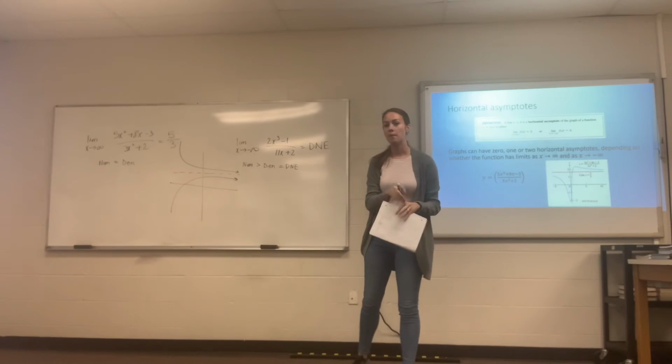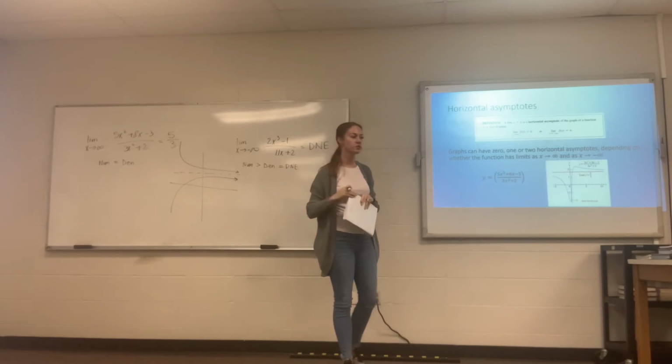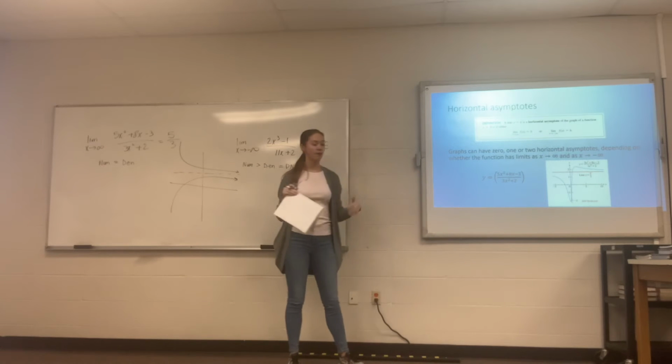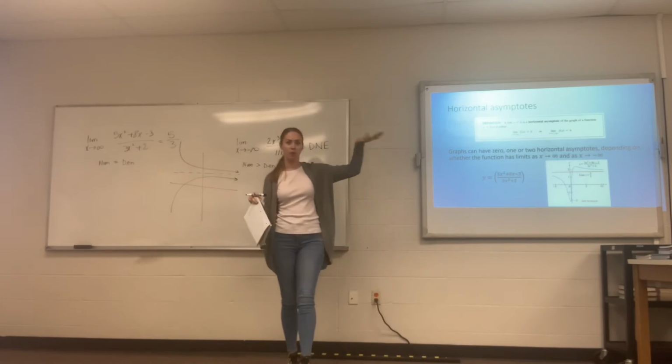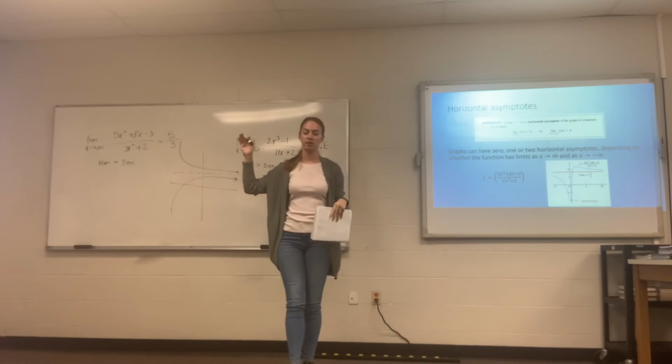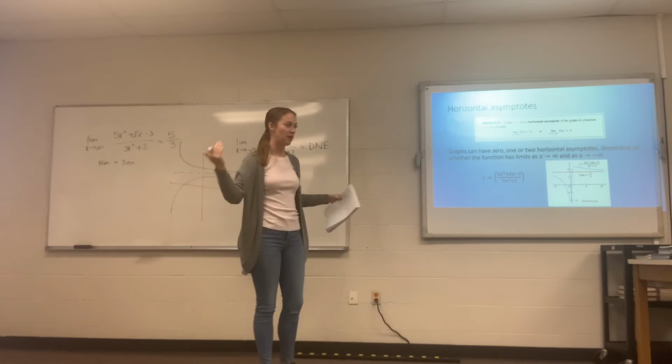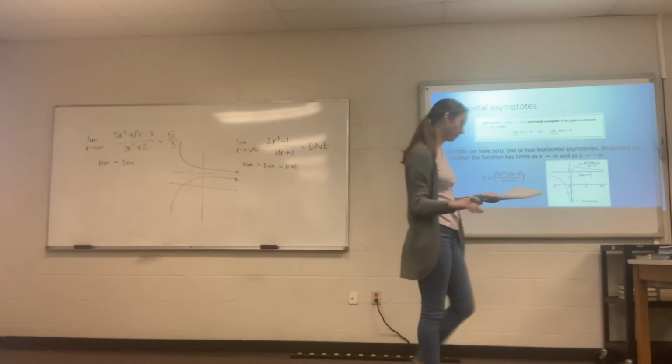But that doesn't mean that both sides of the graph will always approach the same number. Like I said, we could have 2 horizontal asymptotes, where one side of the graph approaches one thing, and the other end of the graph approaches something else. And then we would have 2 horizontal asymptotes.